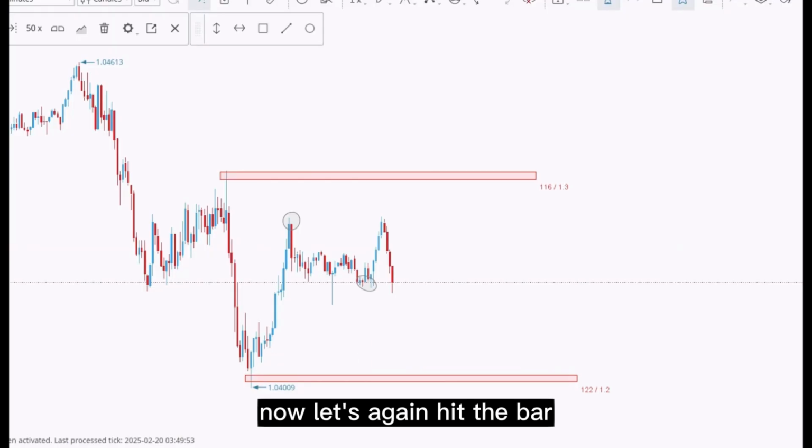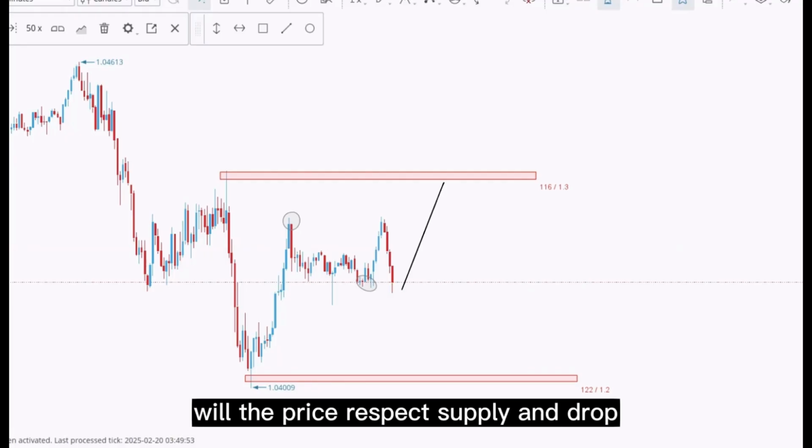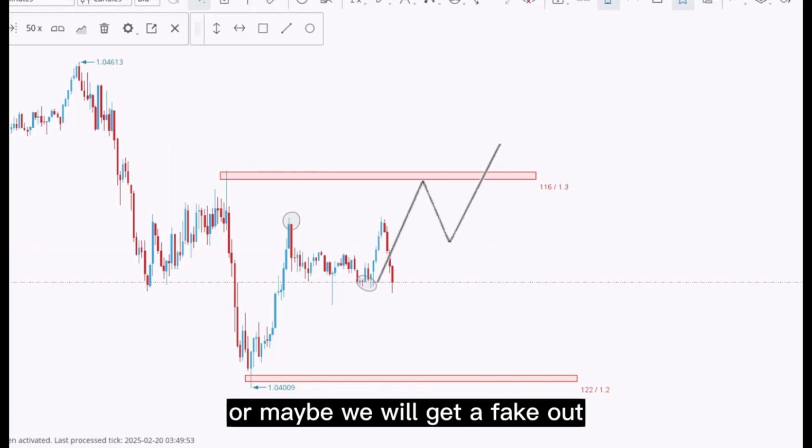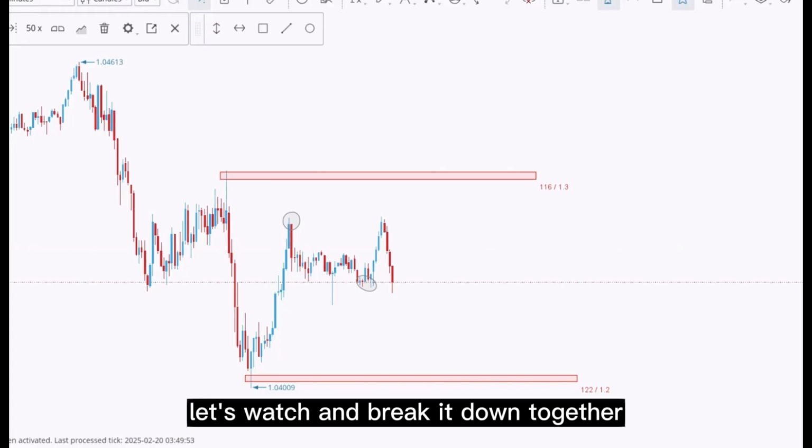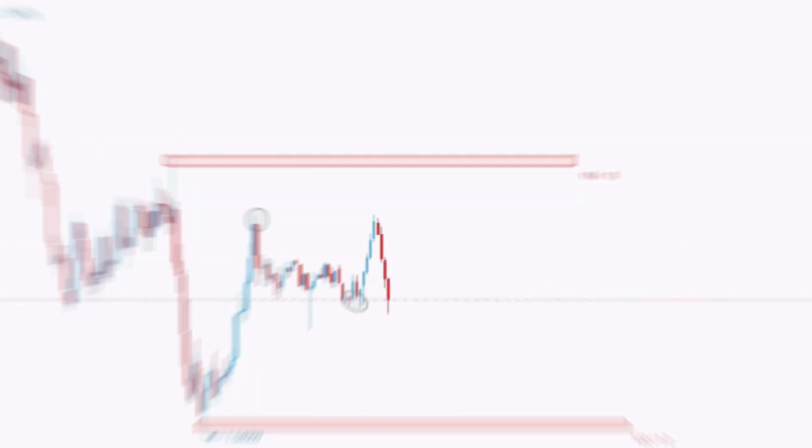Now let's again hit the bar replay and see what happens next. Will the price respect supply and drop? Will it break through and keep going? Or maybe we will get a fake out. Let's watch and break it down together.